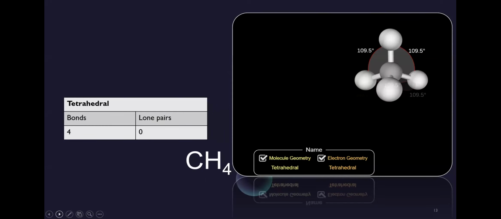The examples for the following are CCl4, XeO4, and CH4.